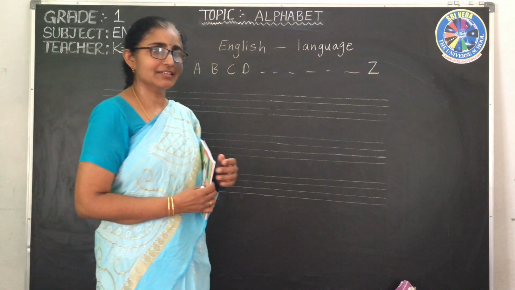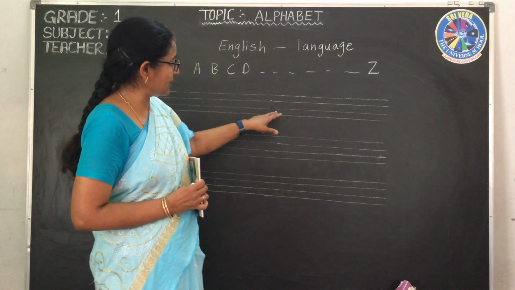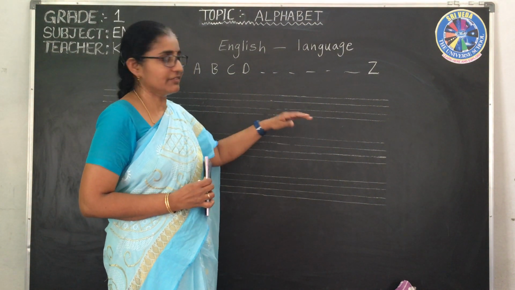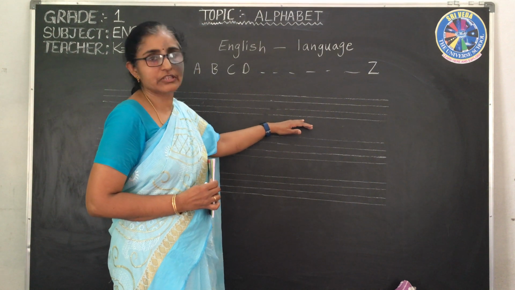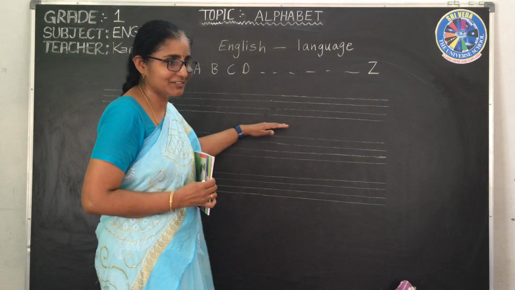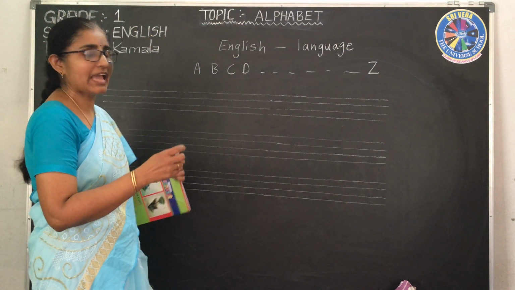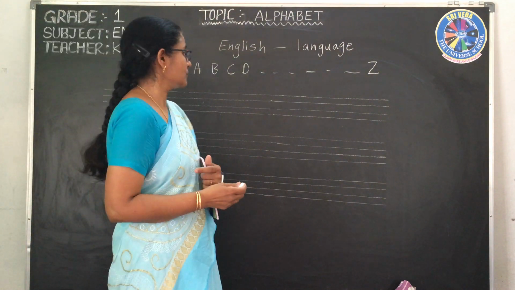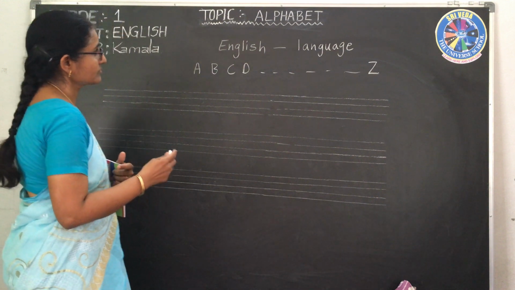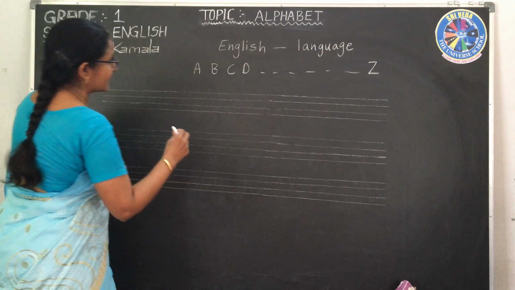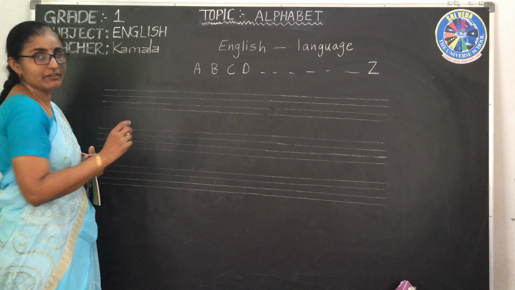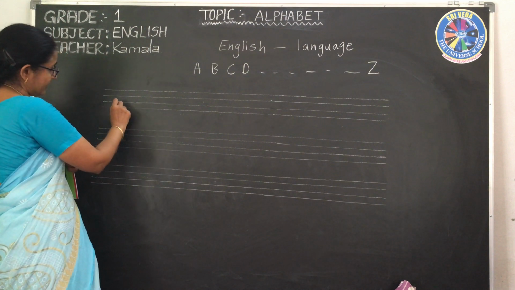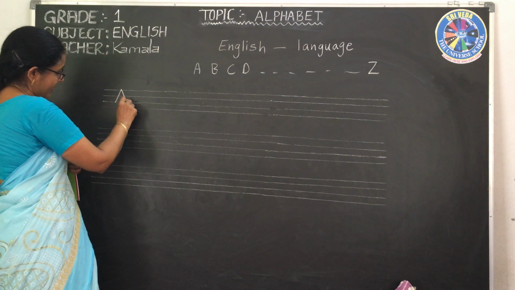Usually when we are writing the capital letters, we are using only the first 3 lines. There is no need of the 4th line. The letters do not touch the 4th line. Only for capital letters we are using the first 3 lines. So let us start with A. What is the first letter? A. So let us start with A.